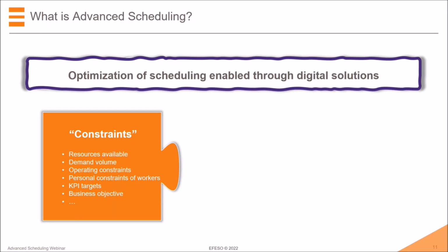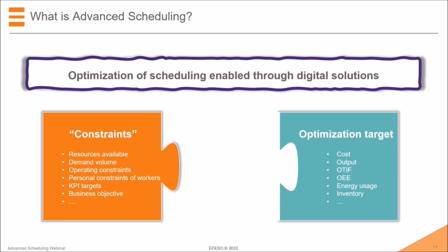You have work hours you have to take into account. There are holidays and so on. You have to reach certain KPI targets set by the business objective. Either way, there are a lot of constraints you have to take into account when you are making your schedule. Now, on the other hand, you have a target. Either you want to minimize your cost or you want to maximize your output. Or as we've seen, we want to have the highest customer satisfaction.